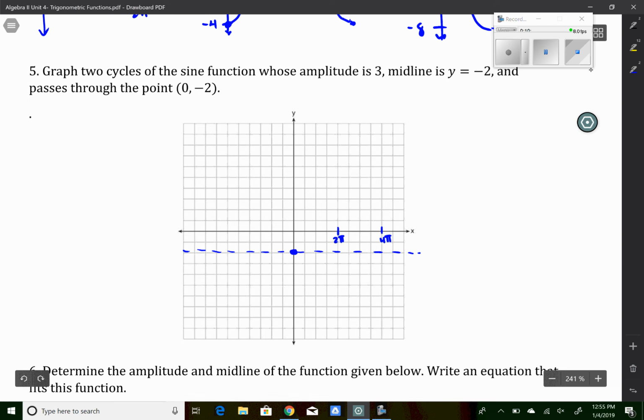And since the amplitude's 3, I'm going to go up 3, back down to 0, down 3, and then back up to where I started from. There's 1 cycle. Second cycle, I'd go up 3, back to the midline, down 3, back to the midline. You'll notice it is just a pattern. Once you figure out the pattern, it's pretty easy. That was actually a Regents question.